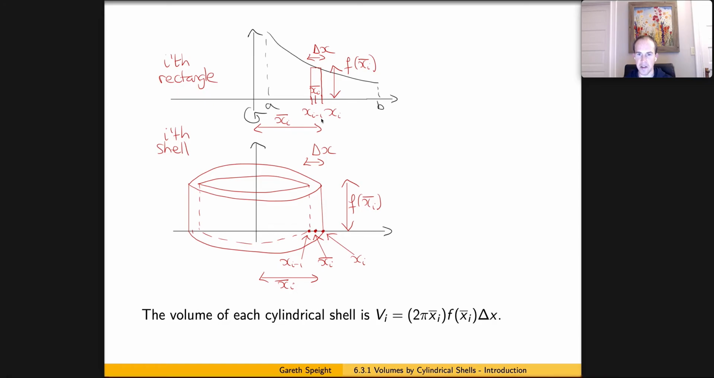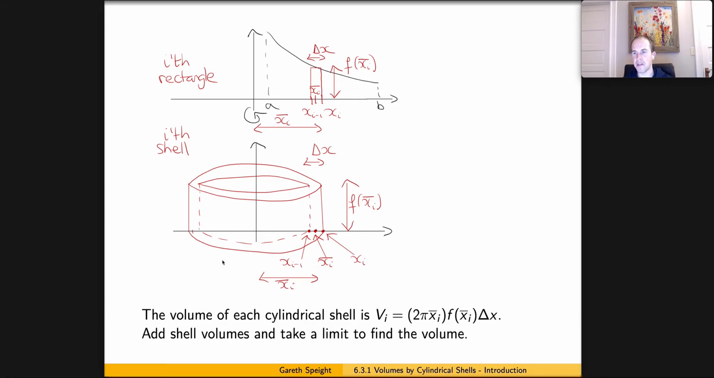So what are the dimensions of the cylindrical shell? Okay, the height is the y value, so that's going to be f of x_i bar. The thickness is the length of this little interval, so it's going to be delta x. And then the average radius is going to be the midpoint of x_{i-1} and x_i, right? The radii are the distance to where we're revolving. So the inner radius is x_{i-1}, the outer radius is x_i, the average radius is x_i bar. So now we know the height, the thickness, and the average radius. And we said that the volume of a cylindrical shell is the circumference, which is 2 pi times x_i bar, times the height, which is f of x_i bar, times delta x. So we managed to find the volume of this little cylindrical shell.